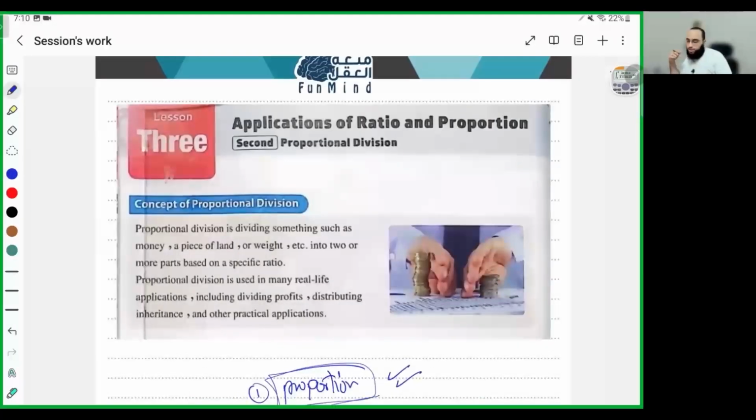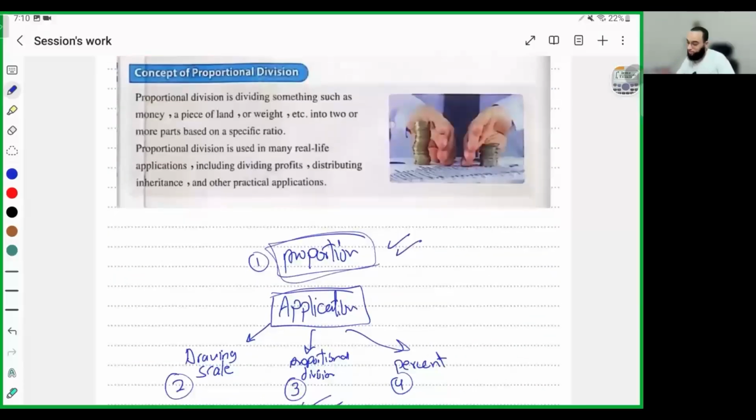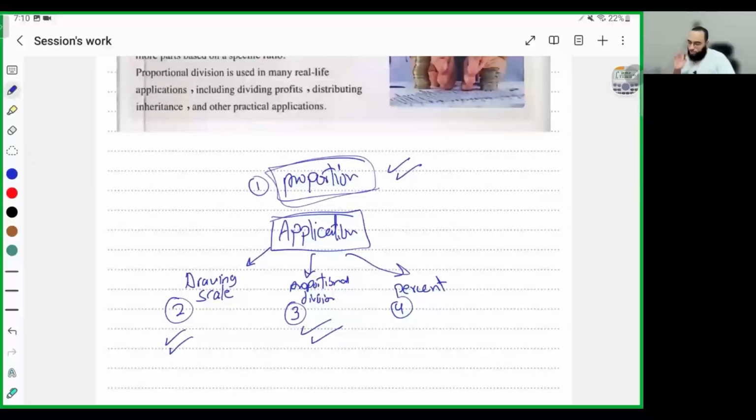Our lesson today is talking about applications of ratio and proportion also, but the second part of the application, which is the proportional division. So we started at the first lesson what the meaning of the proportion and the difference between proportion and ratio. After that, we took the first application from the applications of the proportion.